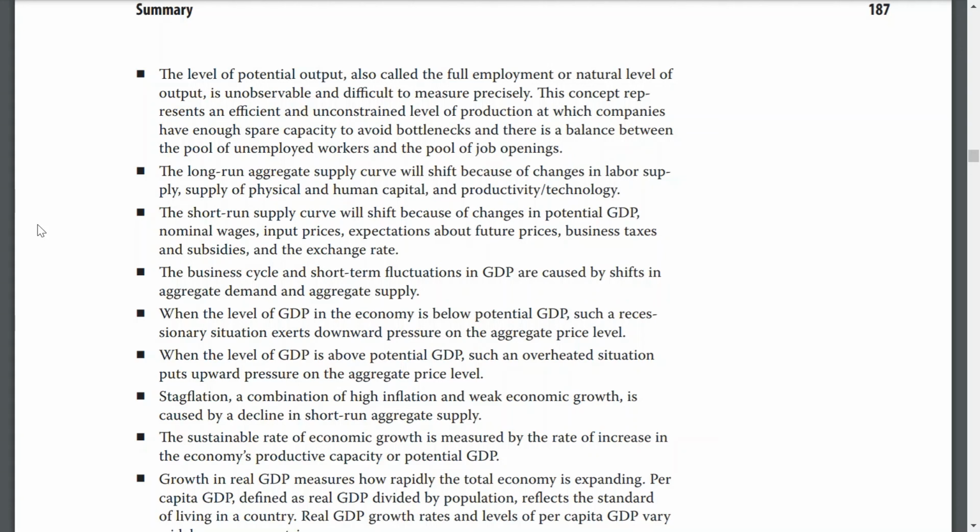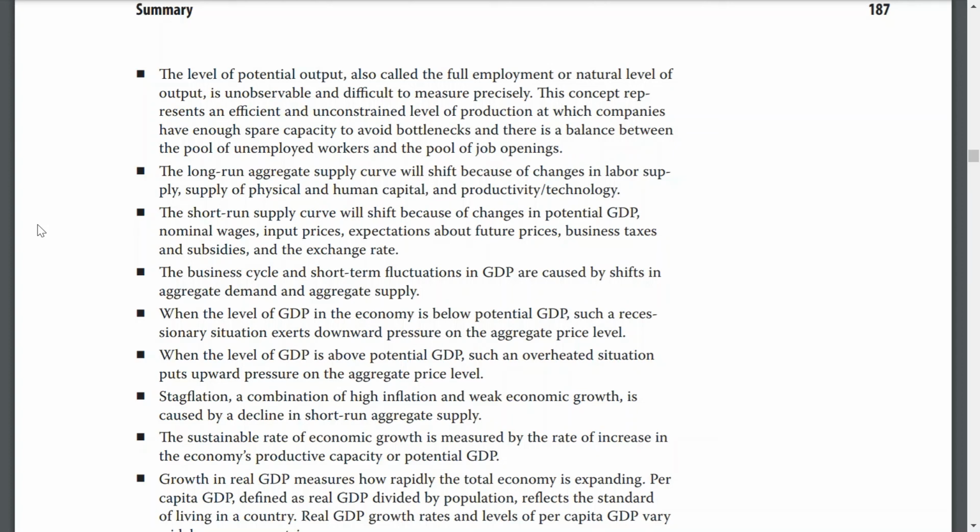The long-run aggregate supply curve will shift because of changes in labor supply, physical and human capital, and productivity or technology. The short-run supply curve will shift because of changes in potential GDP, nominal wages, input prices, expectations about future prices, business taxes and subsidies, and exchange rates. The business cycle and short-term fluctuations in GDP are caused by shifts in aggregate demand and aggregate supply.